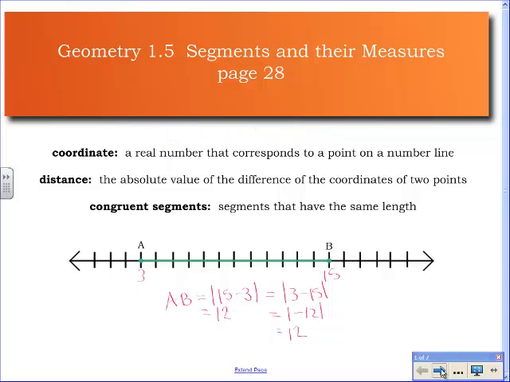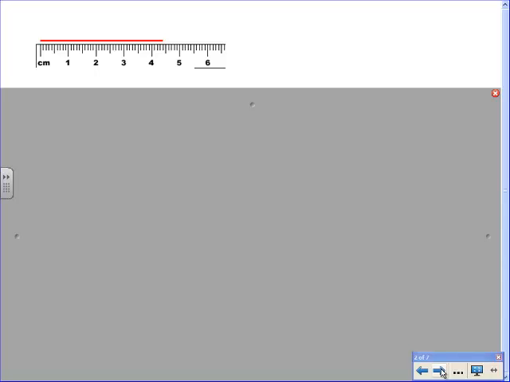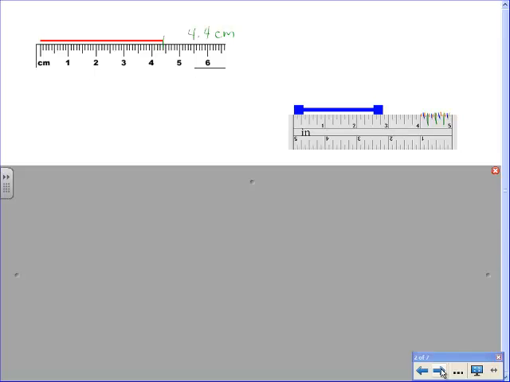So now let's look at another way to measure segments. Sometimes we'll measure segments with a ruler to get their actual length. Our first ruler gives us measurements in centimeters. Remember, a centimeter ruler is divided into tenths. So this segment is 4 hash marks past 4 centimeters, so I would say that's 4.4 centimeters.